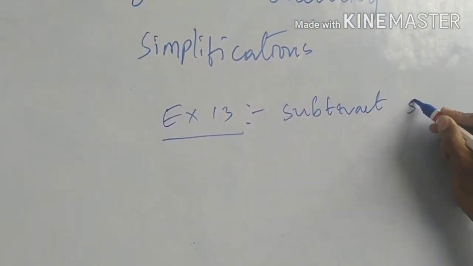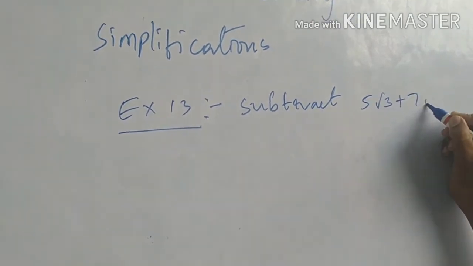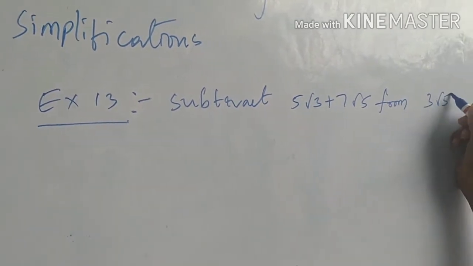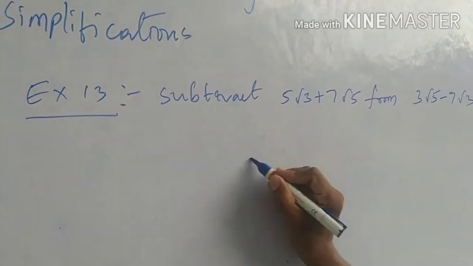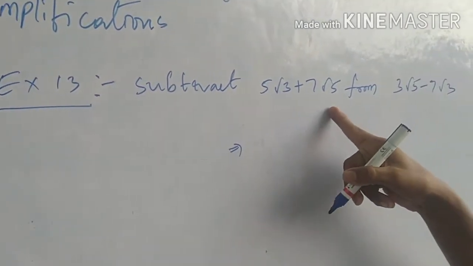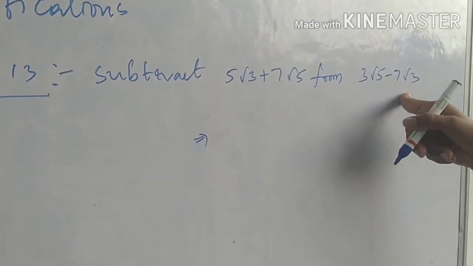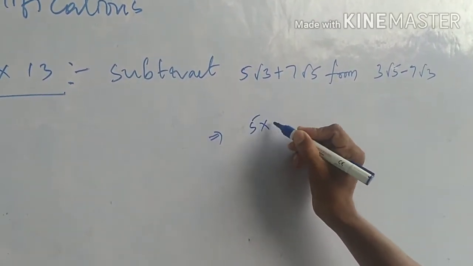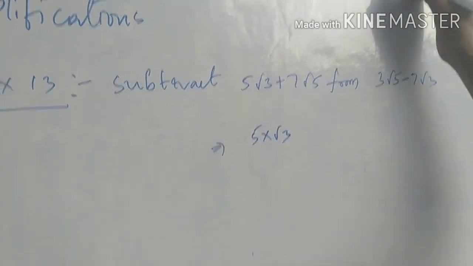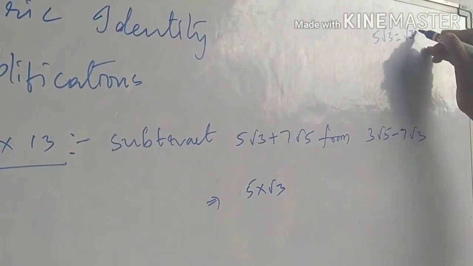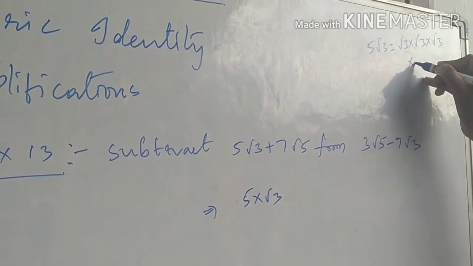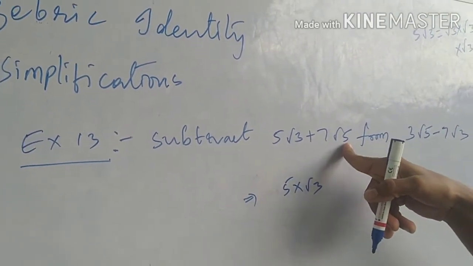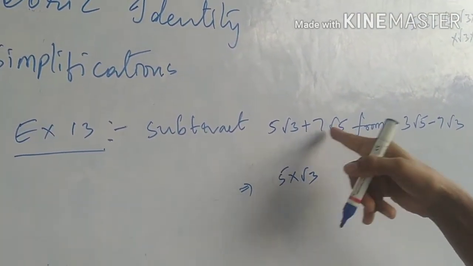Subtract 5 root 3 plus 7 root 5 from 3 root 5 minus 7 root 3. 5 root 3 is nothing but 5 times root 3. 5 times root 3 means 5 into root 3. 7 root 5 is also the same, 7 times root 5.